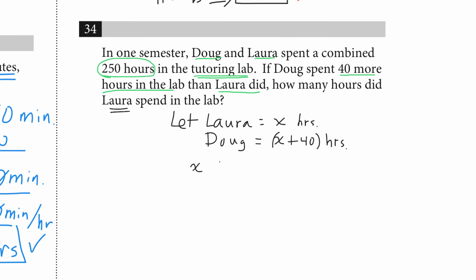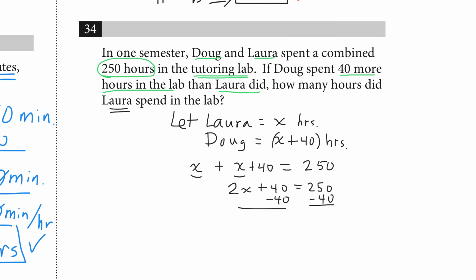So X, Laura's hours, plus Doug's hours, X plus 40, is equal to the total of 250. And if we combine X plus X, we have 2X plus 40 is equal to 250. And if we subtract 40 on both sides, we now have that 2X is equal to 210. And if we divide by 2, X is equal to 105 hours. That's how many hours Laura had.